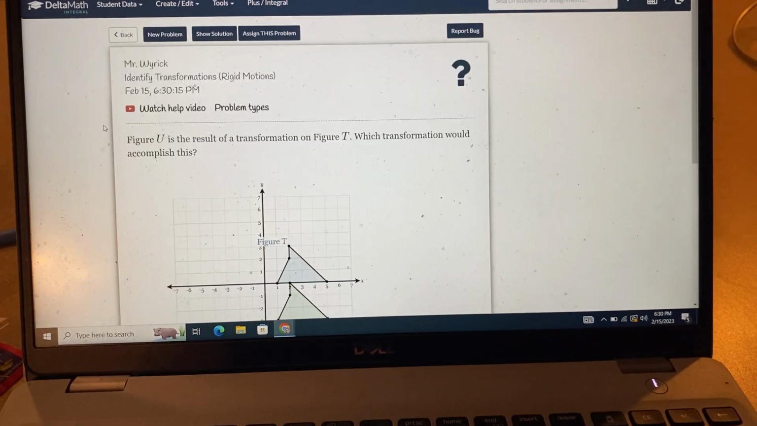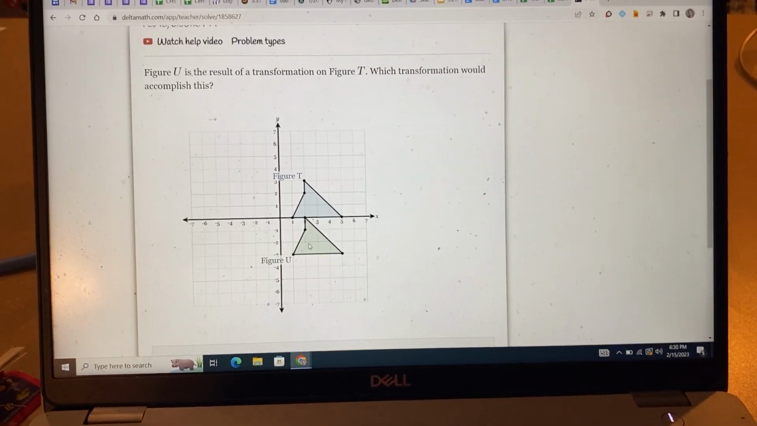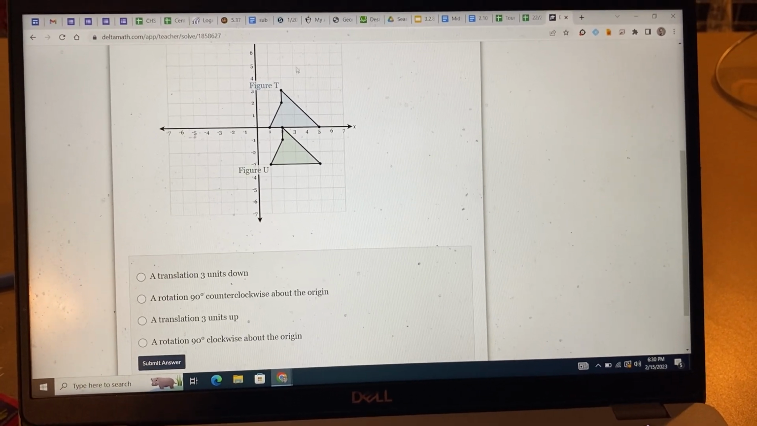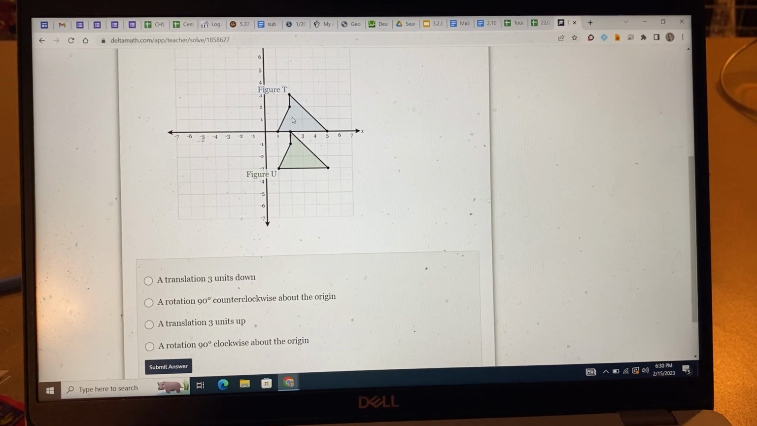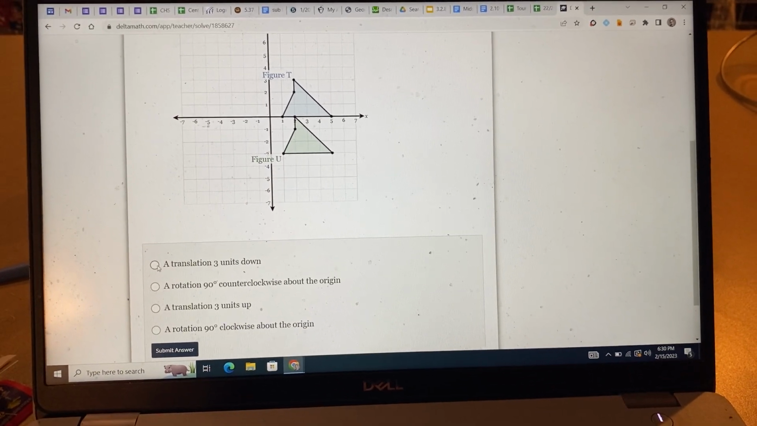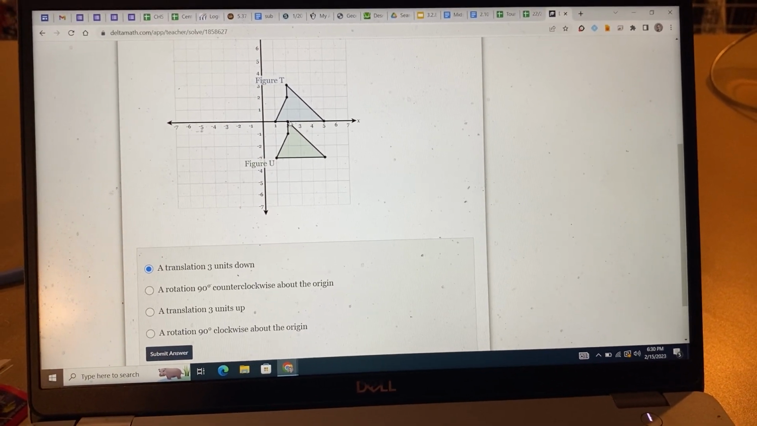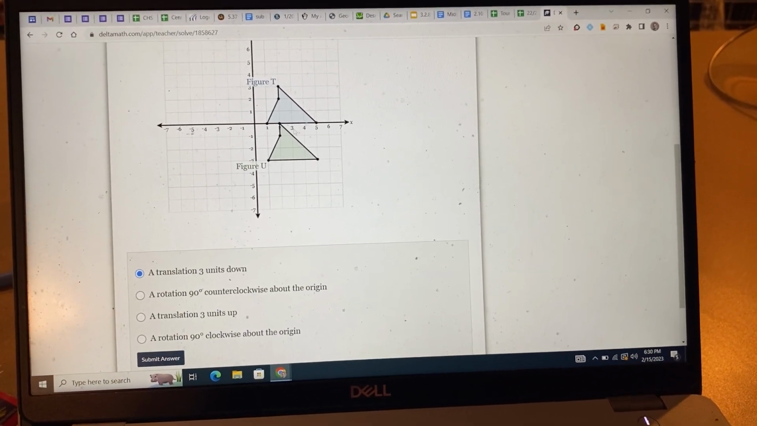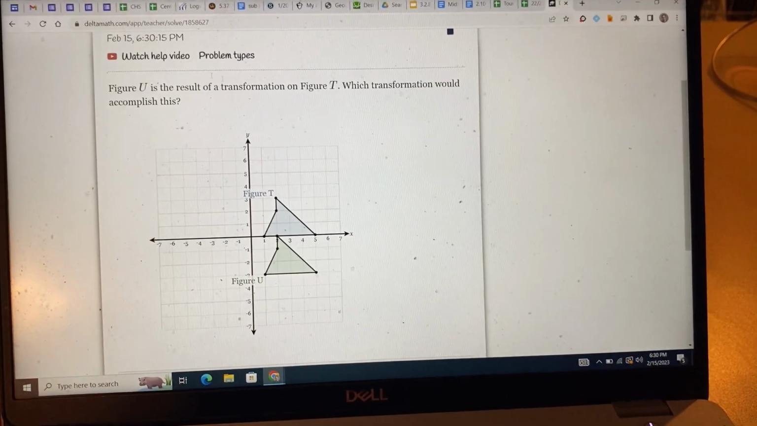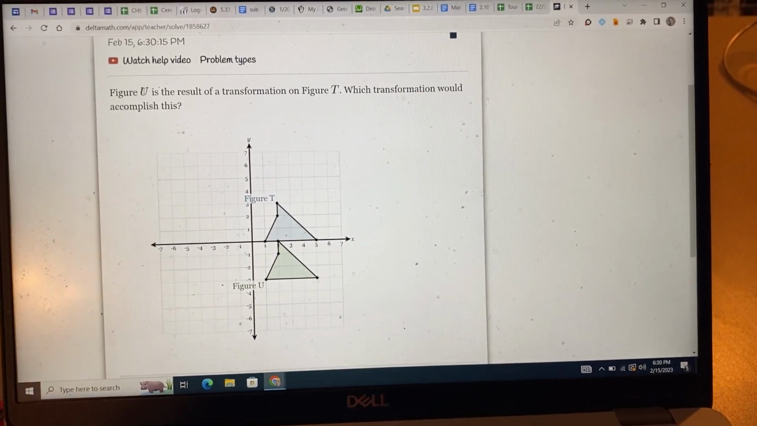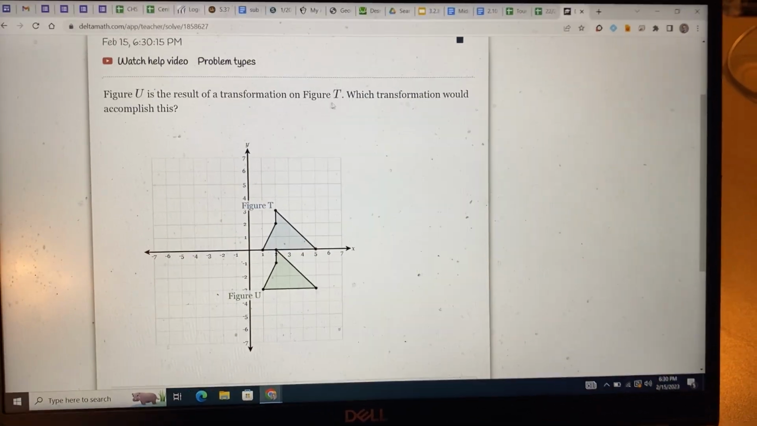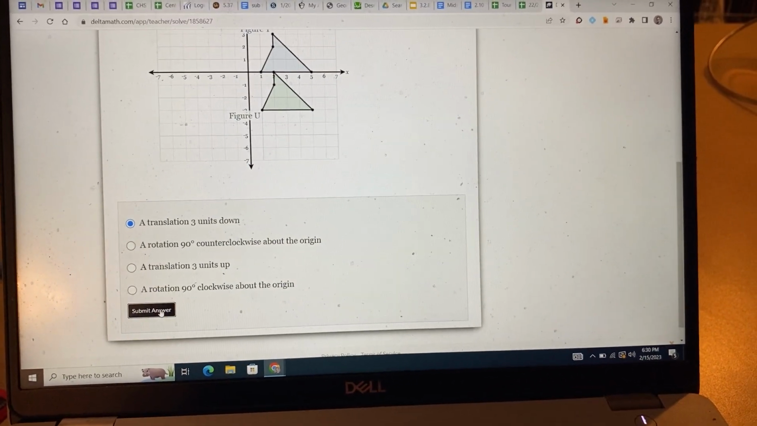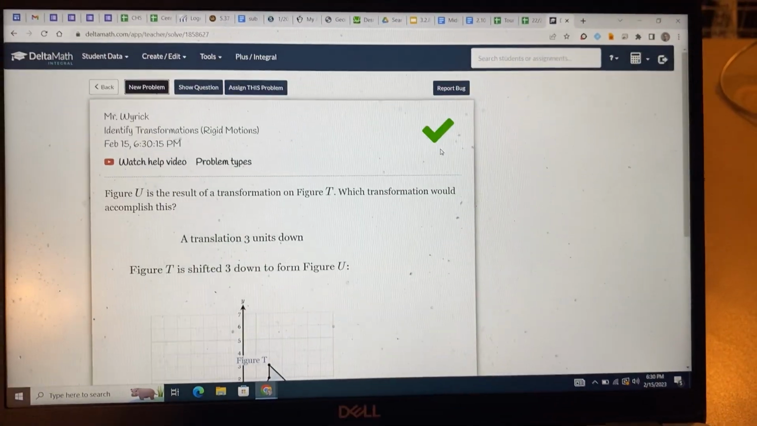Let's see. The next one, identifying the transformations. Figure U is a result of a transformation to T. Which one would accomplish this? 3 down would only go 1, 2, 3. Nope, that's what I need. I need 3 down. The rotation doesn't make sense. 3 units up would do it the other way. 90 degrees clockwise wouldn't make it the same thing. So really, you just need to make sure figure U is the result of a transformation to T. So I'm taking T to U. It needs to go down. Okay.